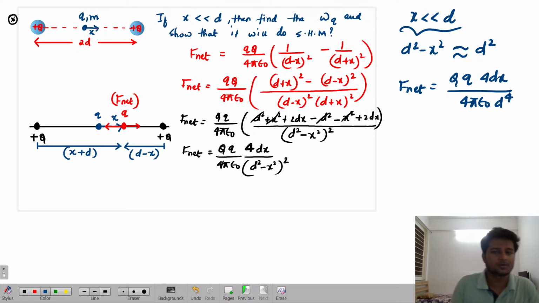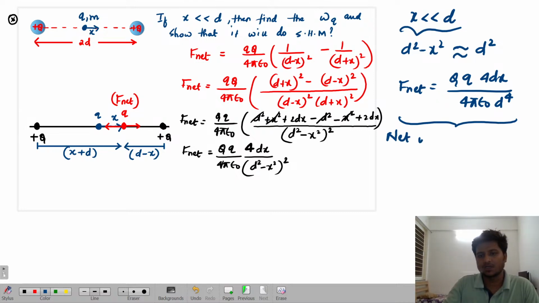Are you able to get me or not? Is this clear? So this is the net force equation. Remember this equation, learn it. Net force equation for a small oscillation.